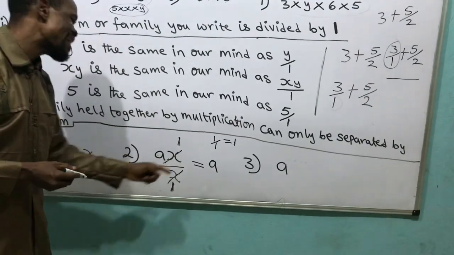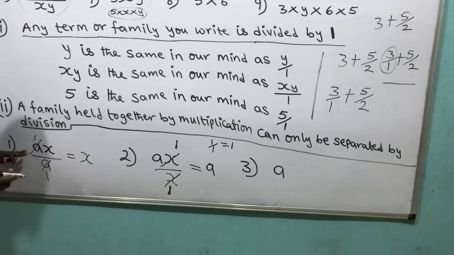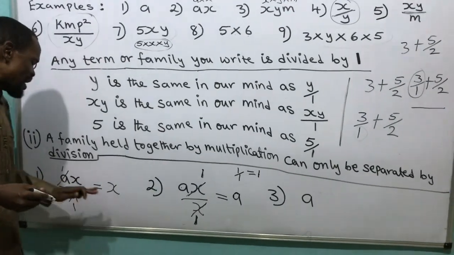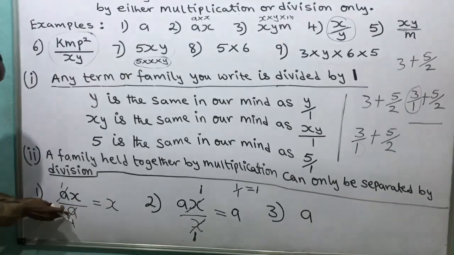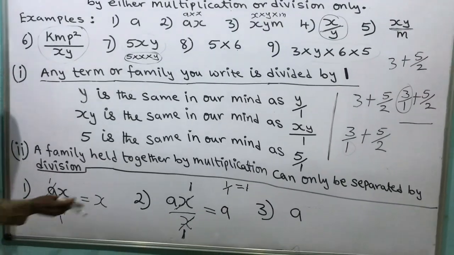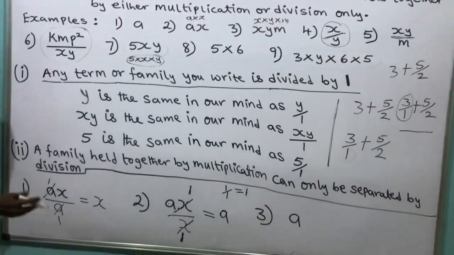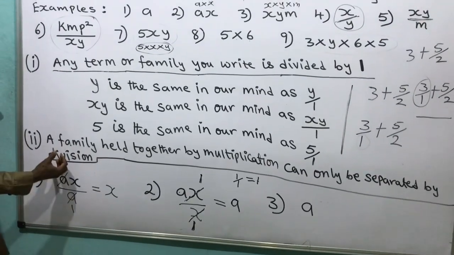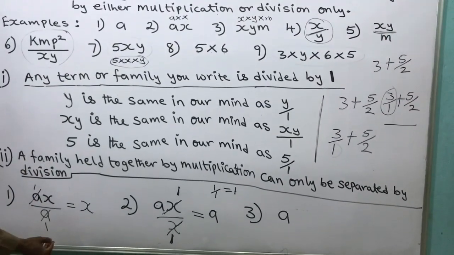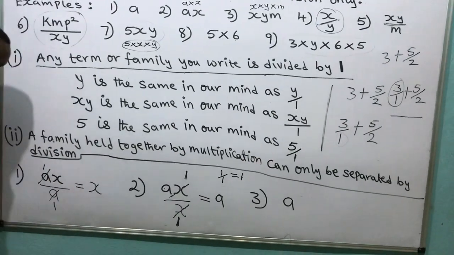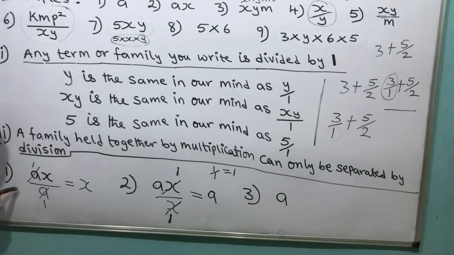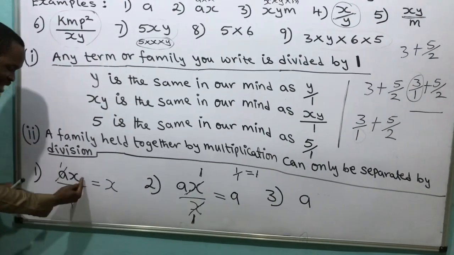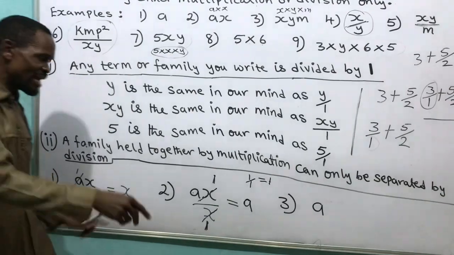I have removed X. So we now see the only way I can separate a family that is held together by multiplication is by division. The person I want to remove, I will divide that family by that person I want to remove. In this case here, I want to remove A. I divide this family, which is the AX family, by A to remove A. Have you seen what I did? A cancels itself, gives me 1. Cancel here, gives me 1. 1 divided by 1 will give me 1. 1 times X will give me X. Then I come over here.